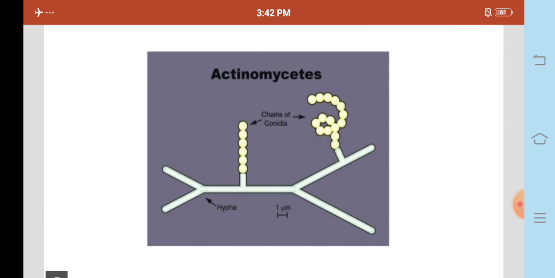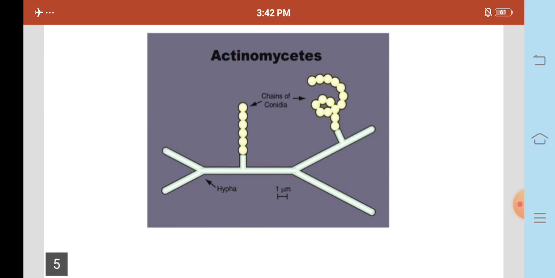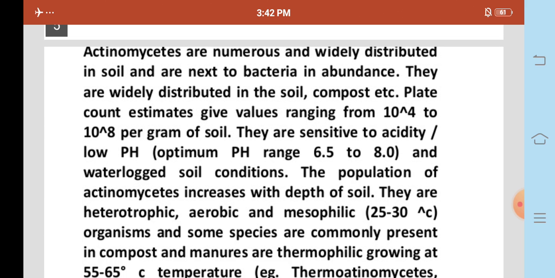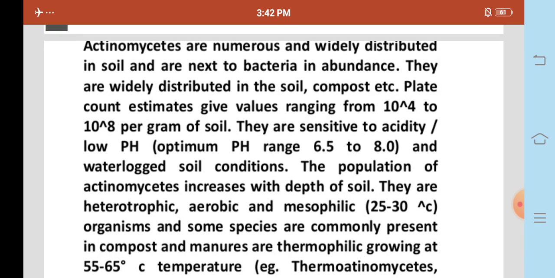This is the structure of Actinomycetes: chains of conidia. These are structures like fungi. Actinomycetes are numerous and widely distributed in soil and are next to bacteria in abundance. They are widely distributed in the soil, compost, etc.